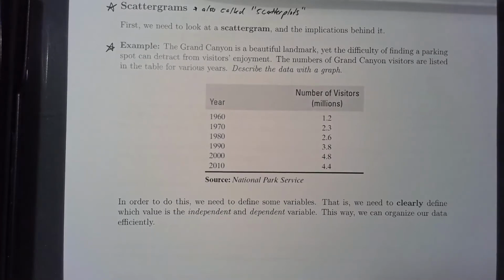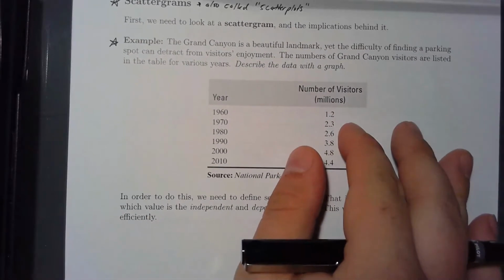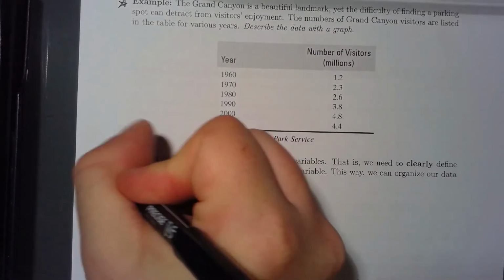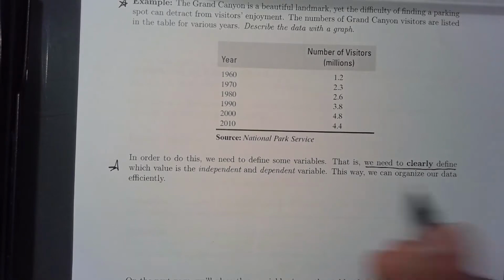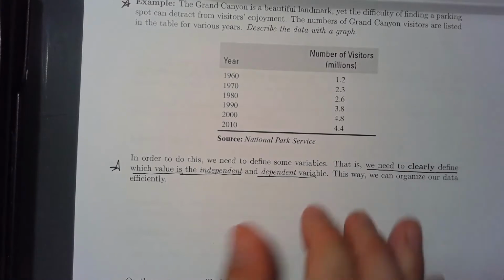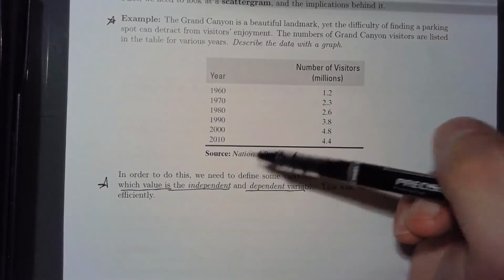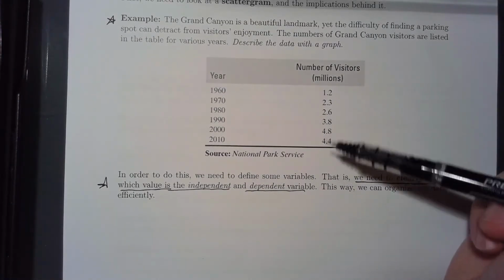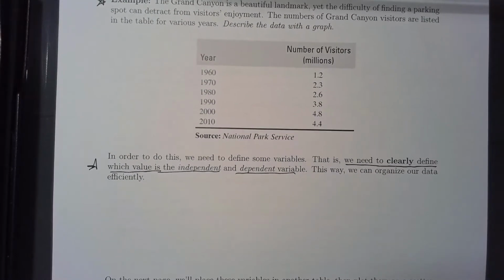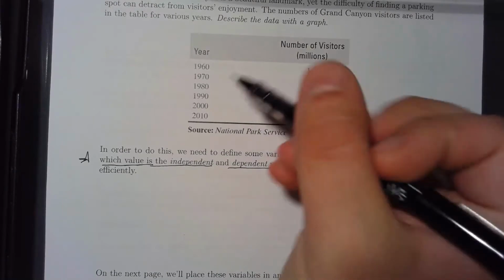Okay, so now that we have our data here, we want to make a scatter plot. The first thing we need to do when we make a scatter plot is clearly define which value is the independent and dependent variable, so that we can organize our data. Typically the left column is the independent and the right column is the dependent variable, but we want to make this abundantly clear. And we want to describe what the variables are measuring, or how they are going to be measured. So in this little space right here, I'm going to define this.